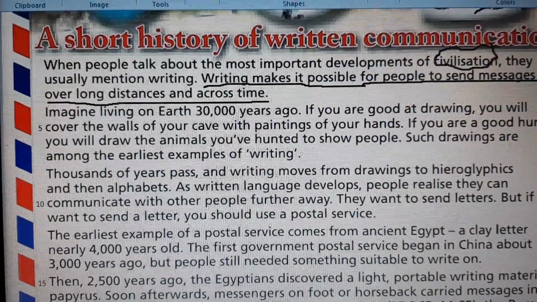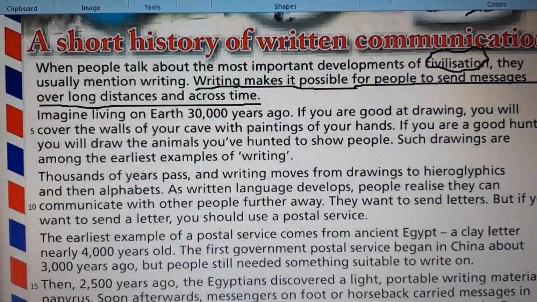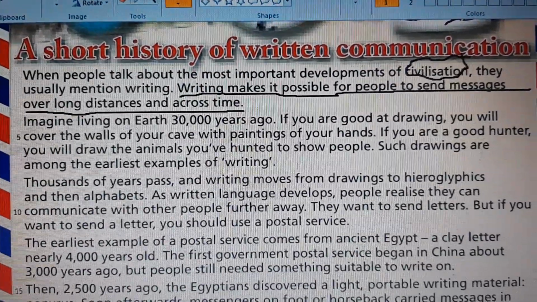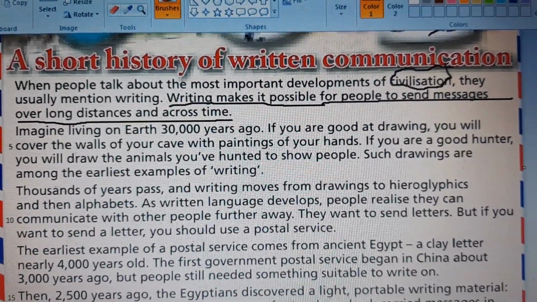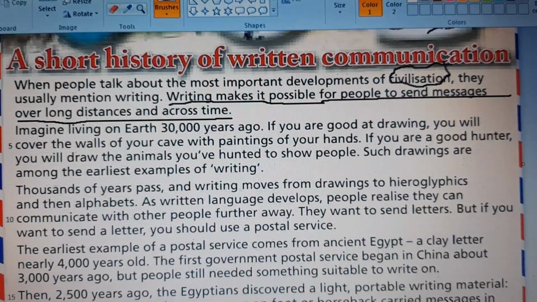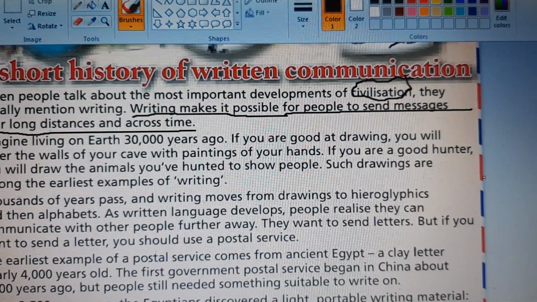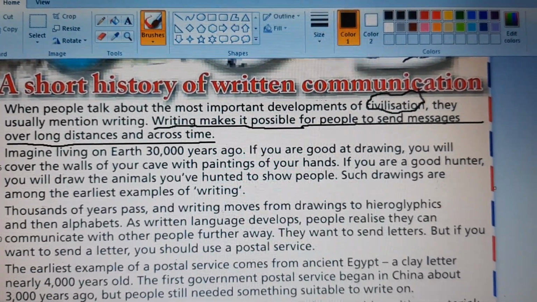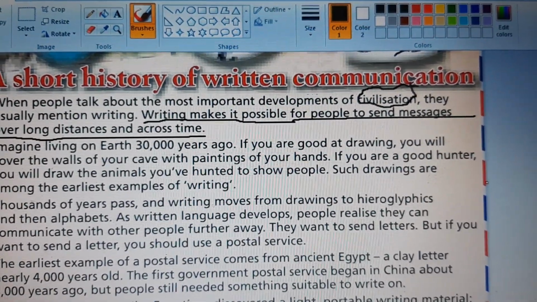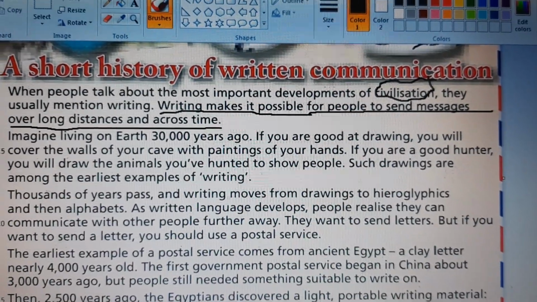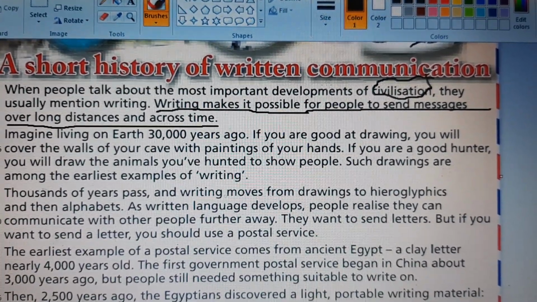The second paragraph. Imagine living on Earth 30,000 years ago. If you are good at drawing, you will cover the walls of your cave with paintings of your hands. If you're a good hunter, you will draw the animals you've hunted to show people. Such drawings are among the earliest examples of writing.